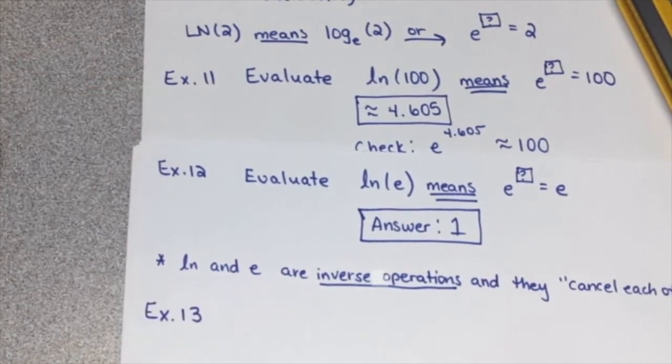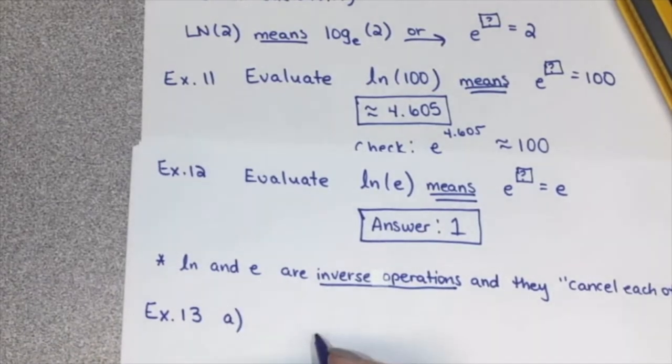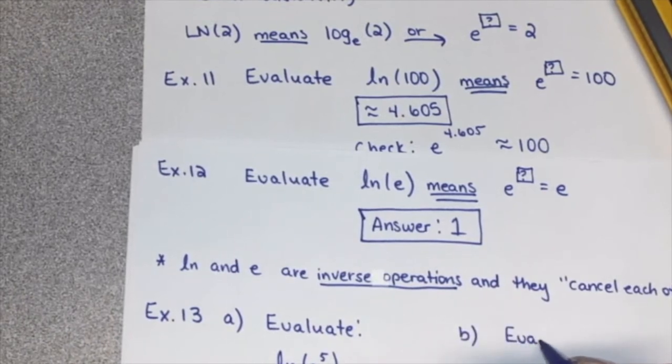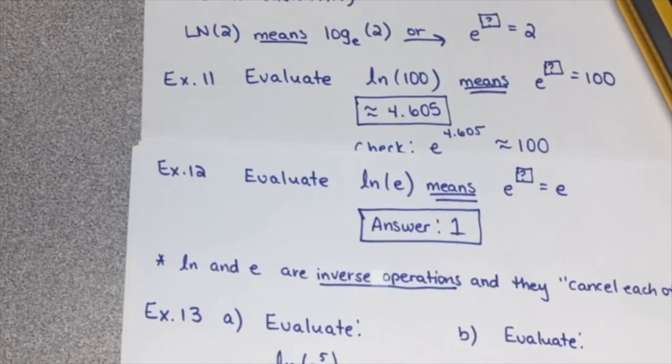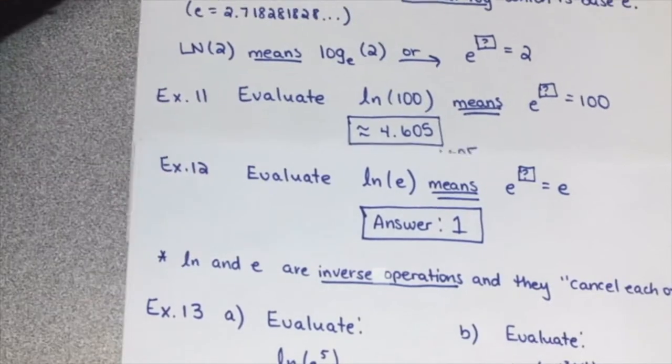So let's do a couple of problems. Let's do a part A and a part B for e. Let's say I asked you to evaluate the natural log of e to the 5th. And the natural log of e to the x squared plus 4 power. So we're doing these together because they're really, really similar.